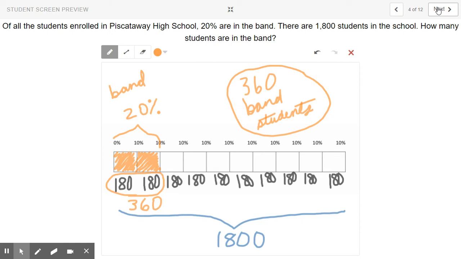Number 4. Here we have students at Piscataway High School, 1,800 total students in the school. So that represents our whole model. Divided by 10 is 180. So each 10% square represents 180 students. If 20% of the students are in band, how many students are in band? I shaded 2 boxes, which represents 20% of the students who are in band. 180 plus 180 equals 360. So out of all the students, 360 are band students.